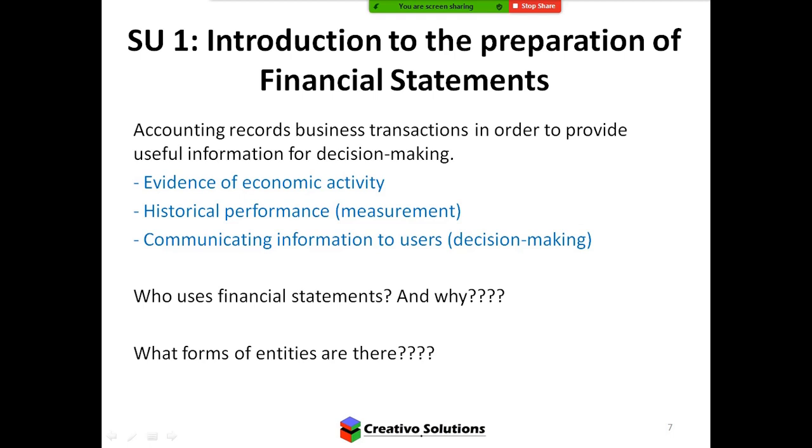So sole proprietor, partnership, closed corporation, and companies. Perfect. Well done. Those are the four. There is another one though. You covered this in FAC1502. Do you remember your non-profits?